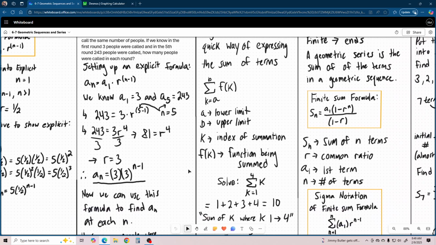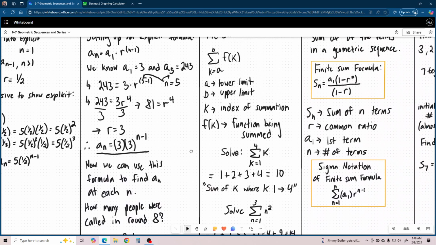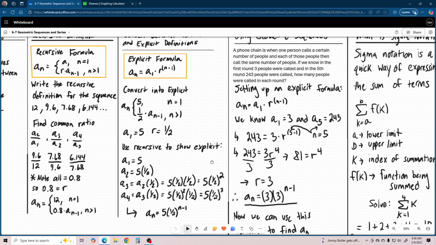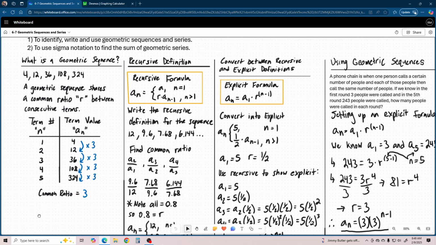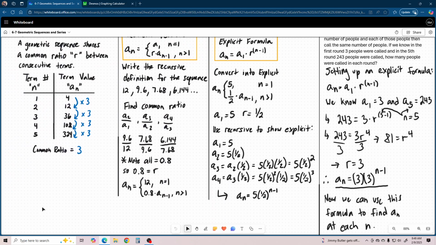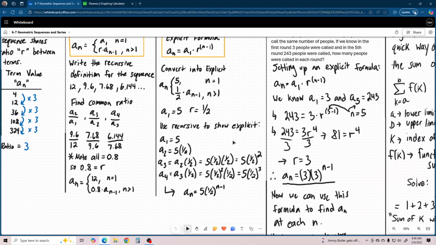All right, let's talk about sums. In other words, let's go back to this initial function. If I wanted to know all of these terms, all the way to like 100, and I wanted to know what the sum of all of these numbers is, I wanted to know what 4 plus 12 plus 36 plus 108 is, the sum of all of those, because that might be useful.